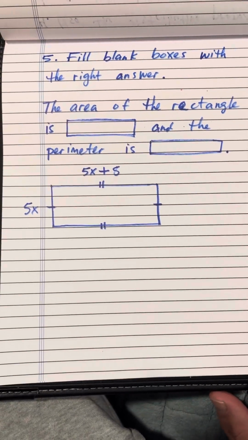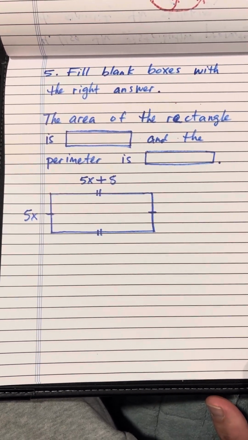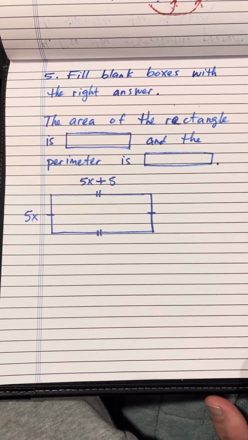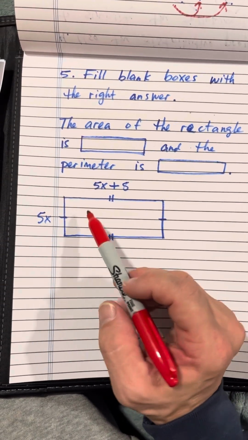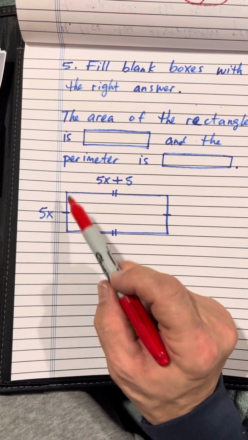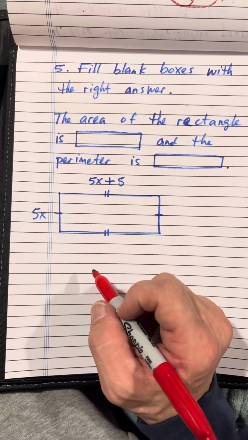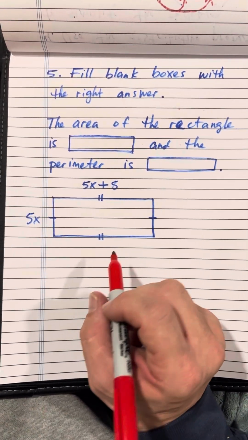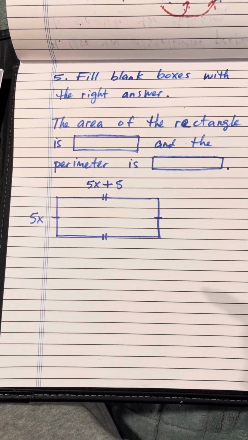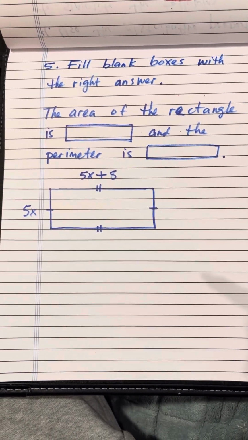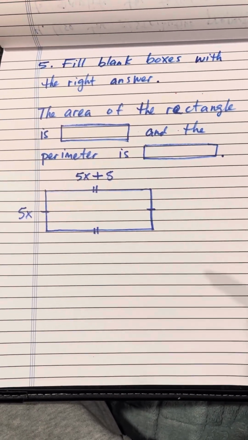Take some time, pause the video, work this out on your own. Okay? All right, hopefully you worked this out on your own. First of all, let's find the area. Remember, the area is going to be the length times the width, or we can even say the width times the length. Either way, because of the commutative property of multiplication, which says that we can change the order of the factors without changing the product.